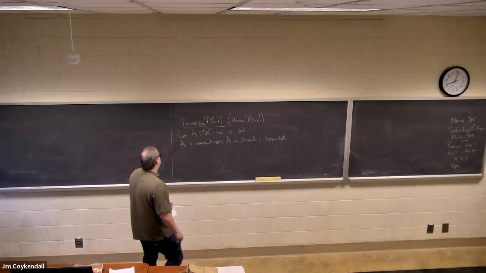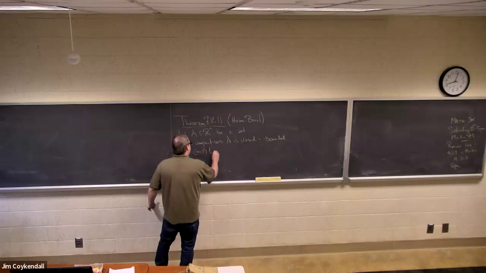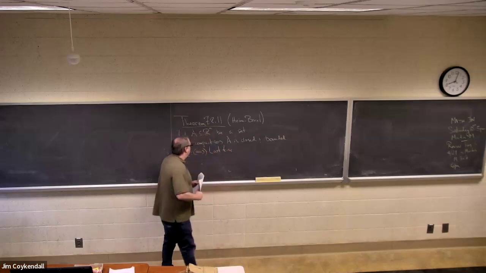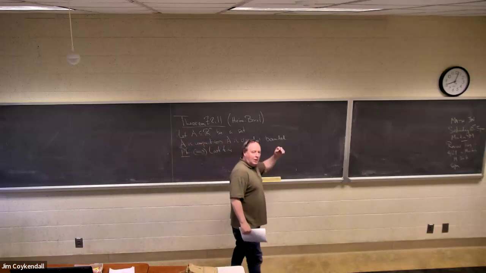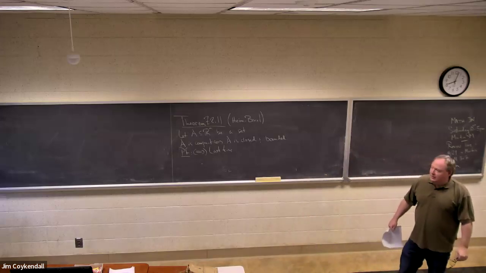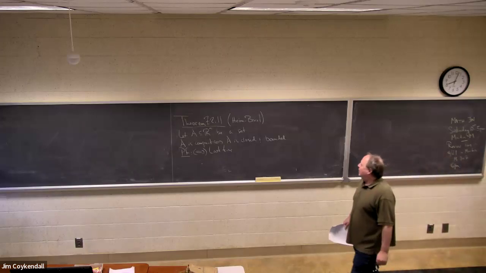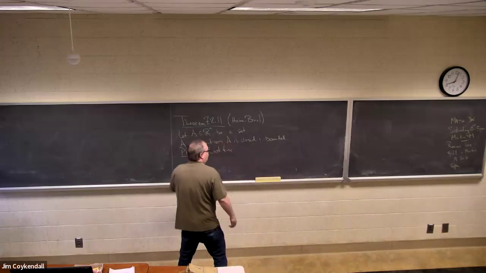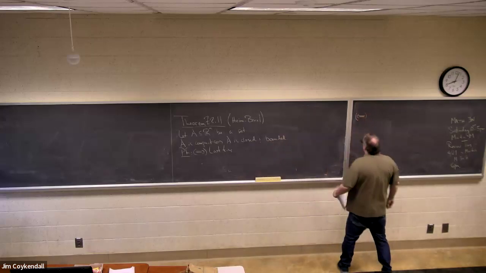So last time we showed that if you're compact, you're closed and bounded. And the way we did this was sort of contrapositive. We assumed that the set is not closed and showed it couldn't be compact. We assumed it was not bounded and showed that it couldn't be compact. So let's finish this by looking at the other direction.